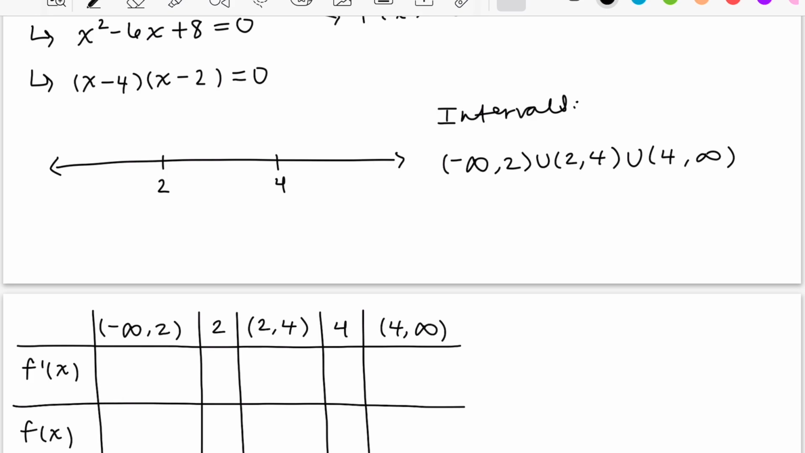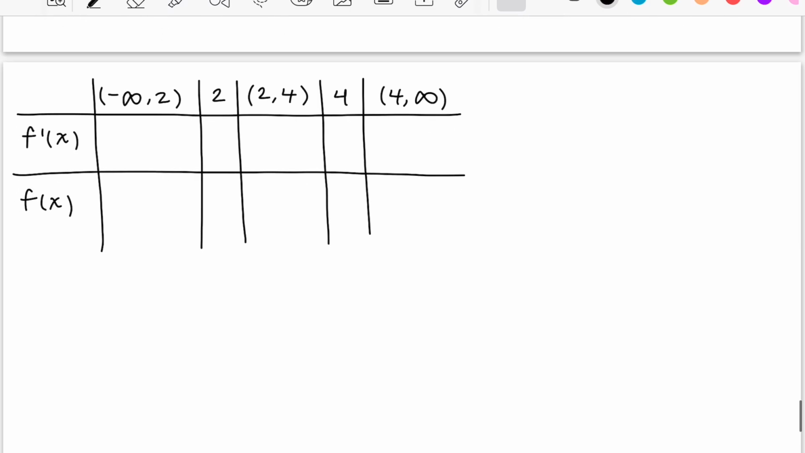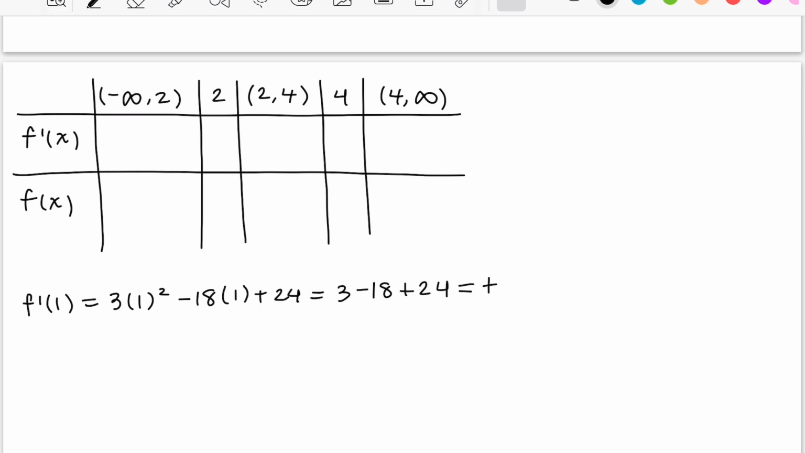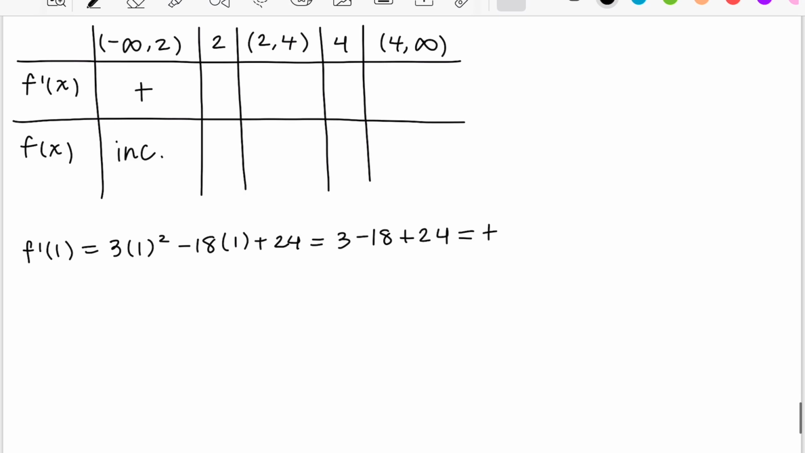All right, so we'll pick some test numbers. We'll do that down here. I'm going to pick 1 in this interval here. So we'll plug that into our derivative. We'll get 3 minus 18 plus 24. So this will be positive. We don't need the actual number, we just need the sign. So this tells us that our function's increasing.